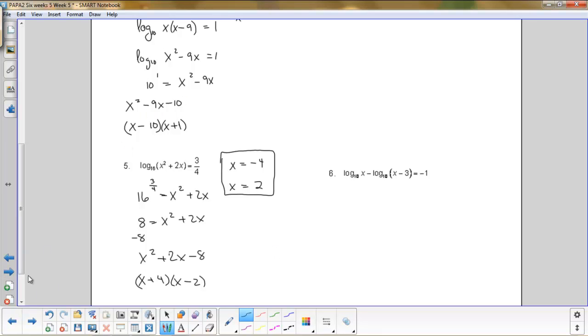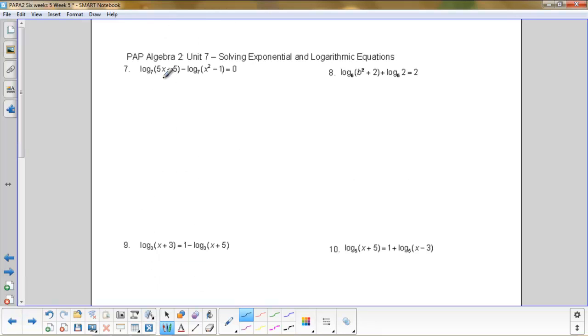Number 7. Properties of logarithms to condense this into a single log. Log base 7 of 5x plus 5 divided by x squared minus 1 equals 0. Switching it into exponential form, I get 5x plus 5 divided by x squared minus 1 equals 1. I'll be multiplying both sides by x squared minus 1.